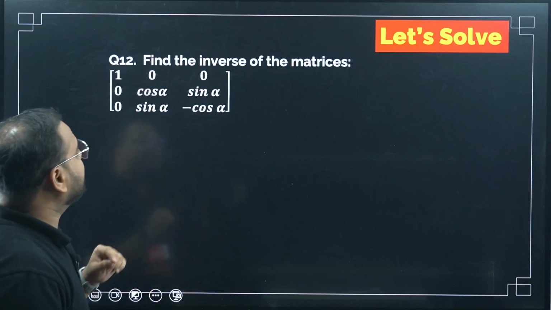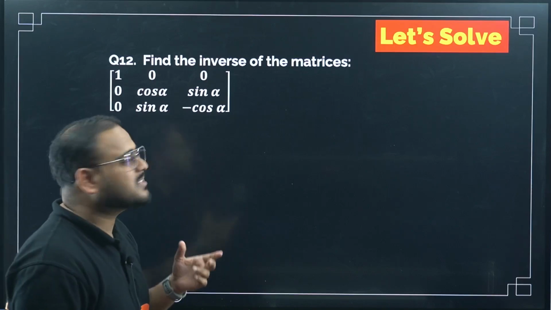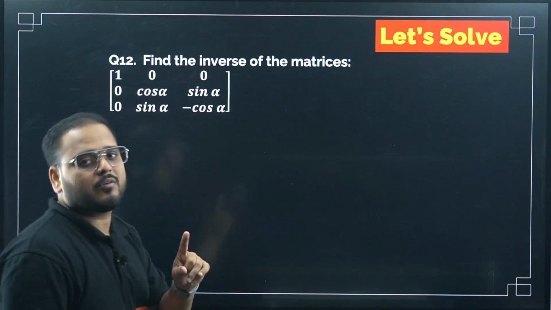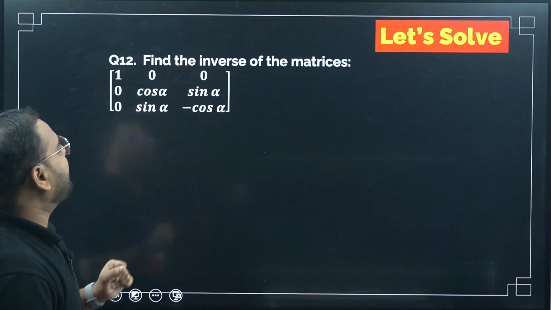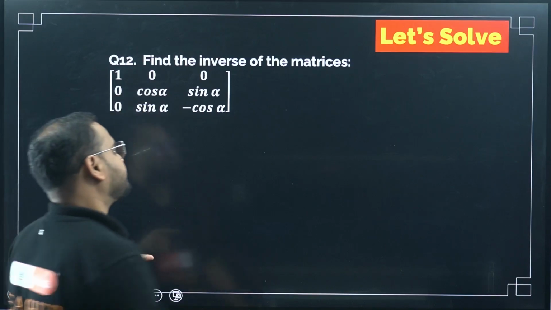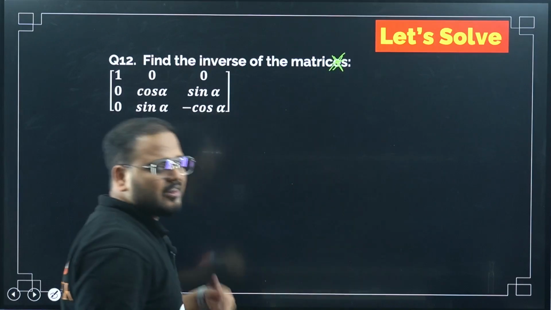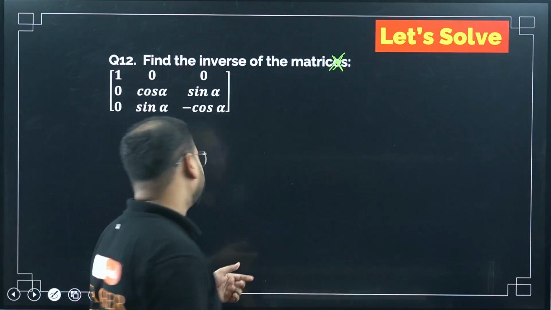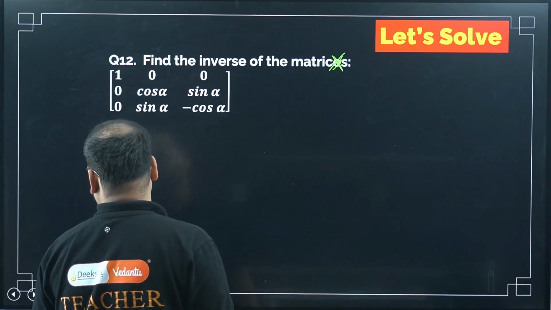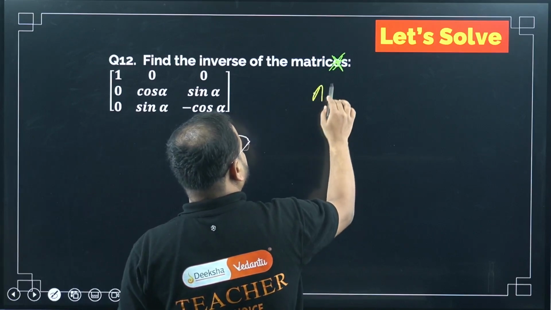Chaliye. Find the inverse of matrices. I'll try to solve once or twice, but for other questions you have to solve from your side. We are on question number 12. Find the inverse of the matrices. Okay, inverse of the matrix. When can you find the inverse of the matrix? Tell me. Only if what, bacha? Only if this is true.